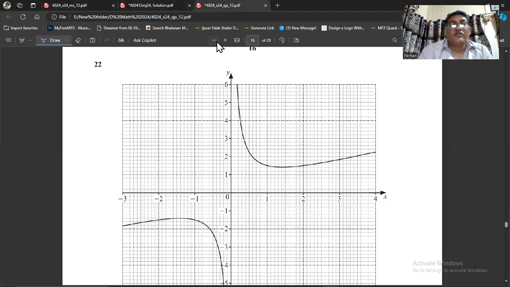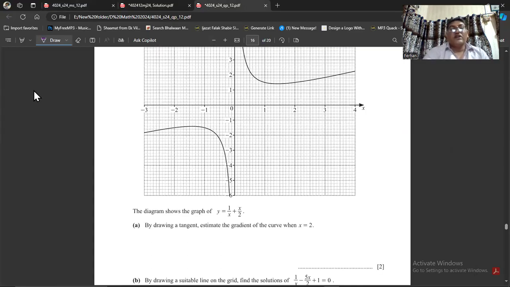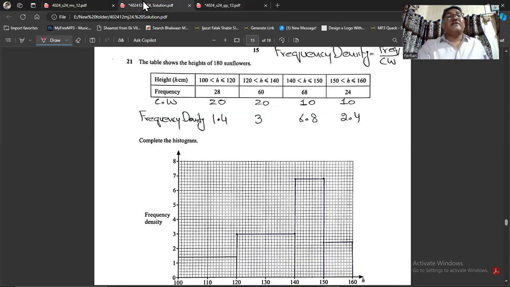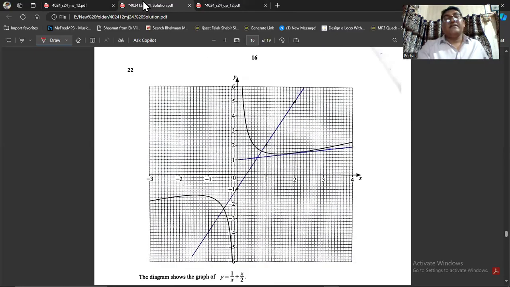So here we have question number 22. The diagram shows the graph of y equals 1 by x plus x by 2. By drawing a tangent, estimate the gradient of the curve when x equals 2. So at x equals 2, I will draw a tangent. Let me show you. I have done this.